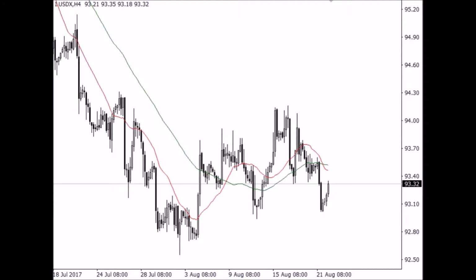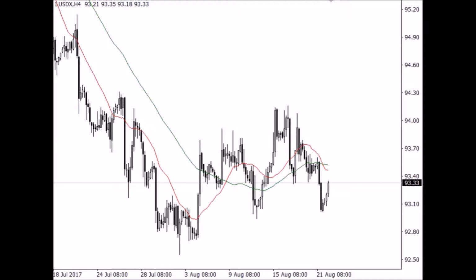Also adding to the downbeat sentiment on the greenback was Chicago manufacturing data that undershot the economy's forecast. The Chicago Federal Reserve Activity Index, measuring the economy's activity and inflation projections, missed expectations slightly, falling 0.01% to 0.15 from the previous month.